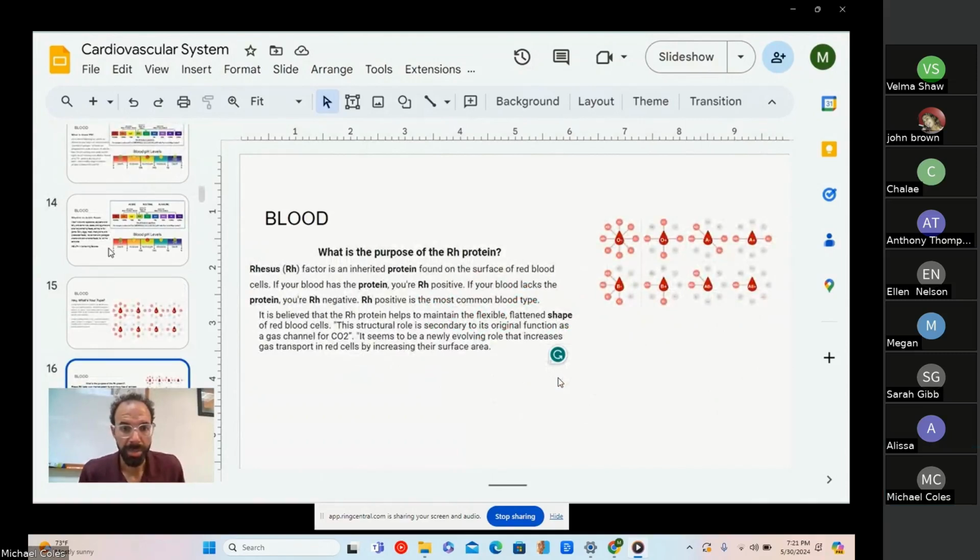So Rh protein just means rhesus factor. It's just an inherited protein found on the surface of red blood cells. If your blood has the protein, you're Rh positive. If your blood lacks the protein, you're Rh negative. Simple as that.